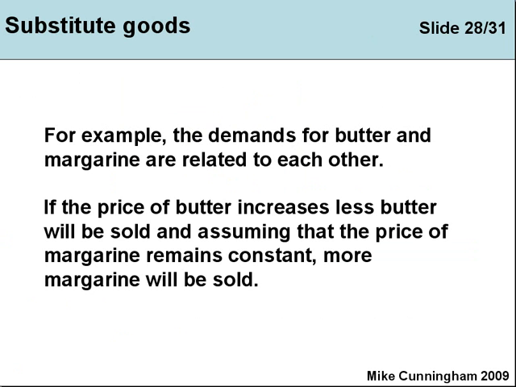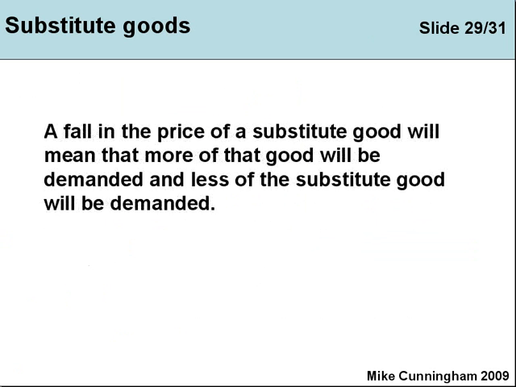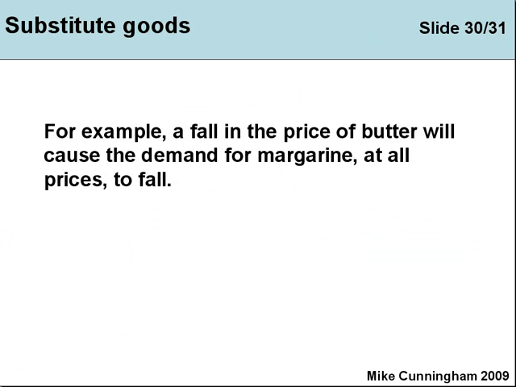So if the price of butter increases, less butter will be sold. That means margarine will be substituted for butter. It's a substitute. A fall in the price of a substitute good will mean that more of that good will be demanded and less of the other substitute good will be demanded. For example, a fall in the price of butter will cause the demand for margarine at all prices to fall.